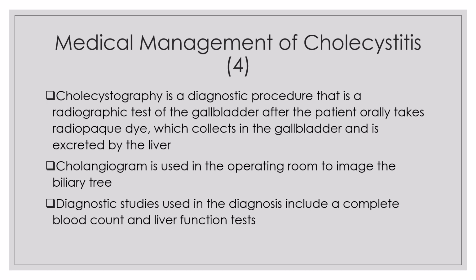Cholangiogram is used in the operating room to image the biliary tree. So if the patient has to go to surgery to have their gallbladder removed, something that the doctor can do is a cholangiogram. And again, he is going to inject a dye while the patient is in the operating room to illuminate the biliary tree so that he can see.